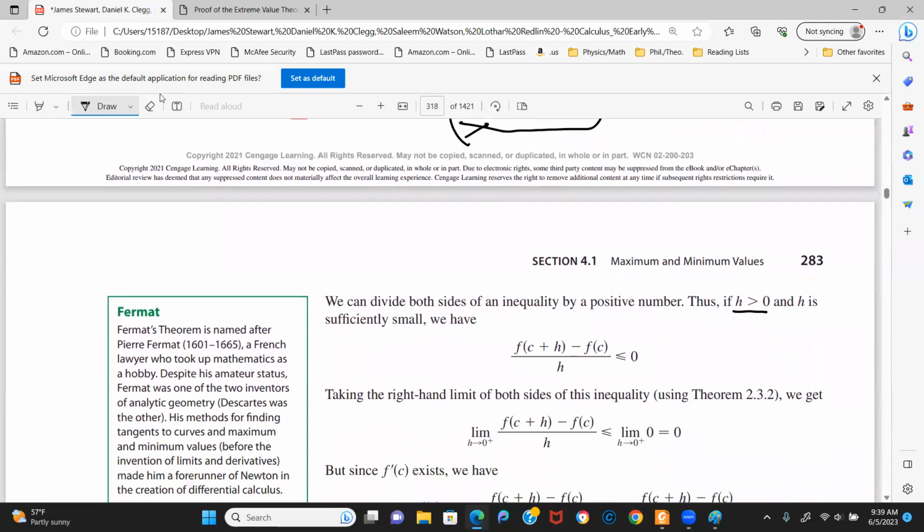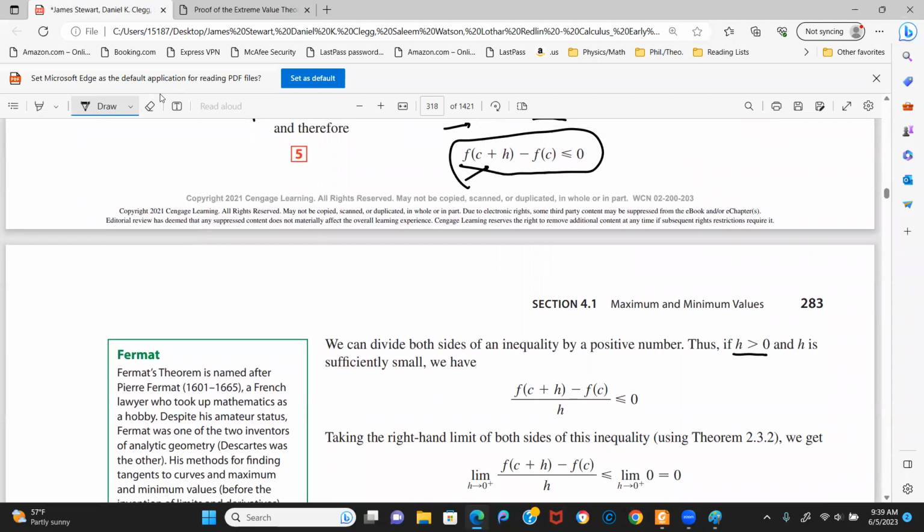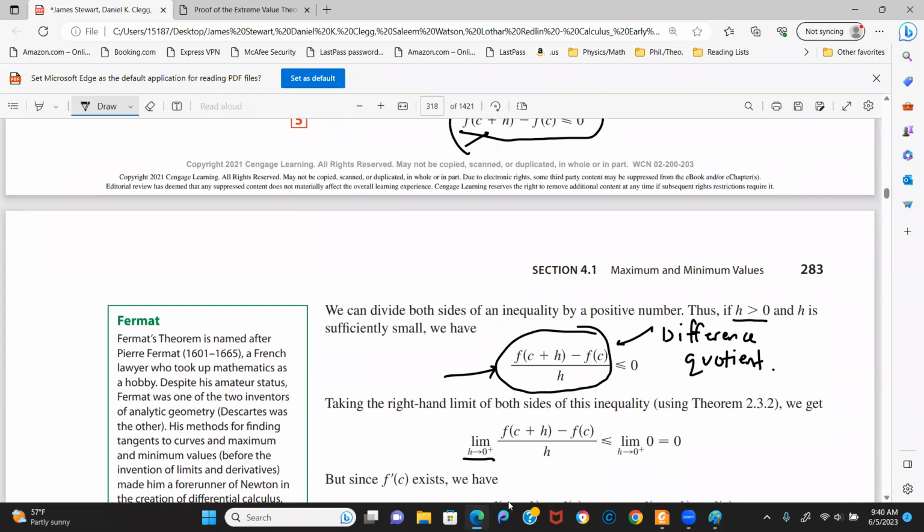So now, when we take the limit of this, first of all, what is this? This is our derivative right here. This is the difference quotient. So we're seeing the derivative pop up naturally. So you take the limit as h goes to 0 from the right. So you're going to take the limit of this inequality. If this difference quotient is less than or equal to 0, then the limit had better satisfy this inequality as well.